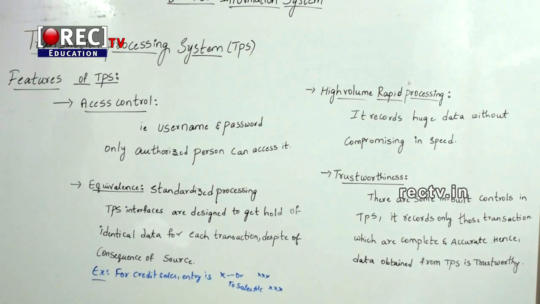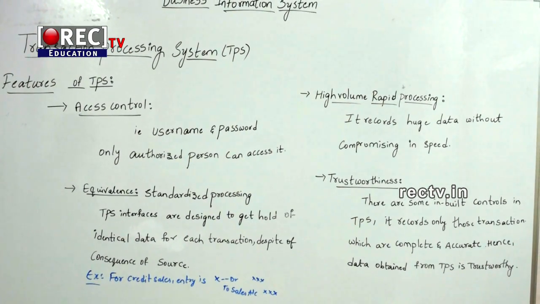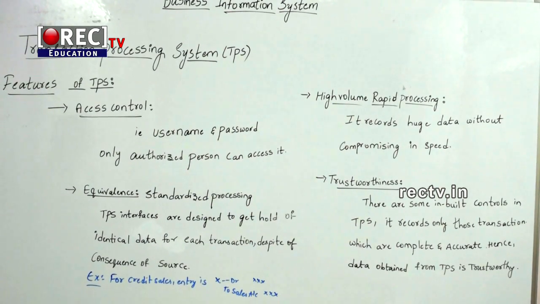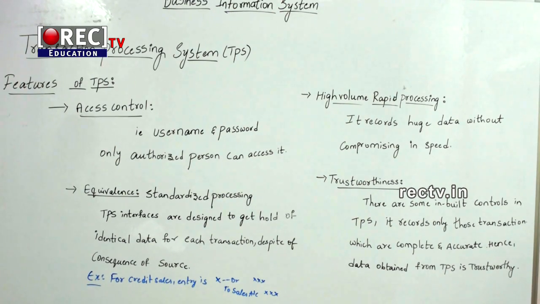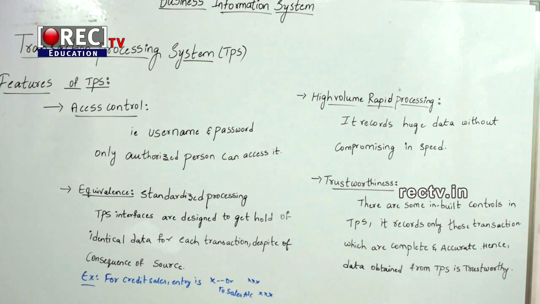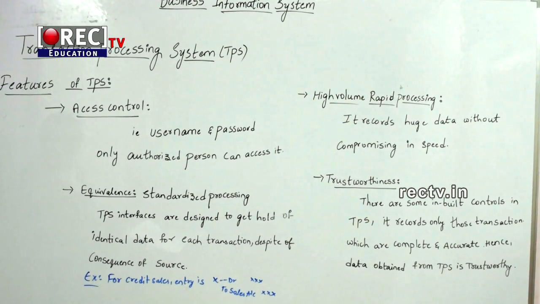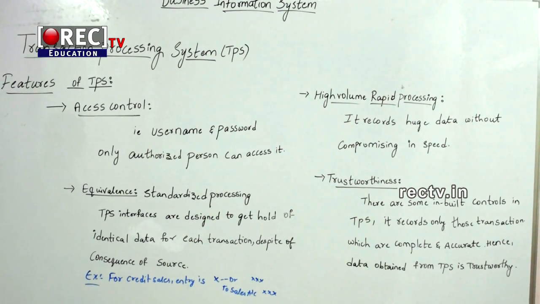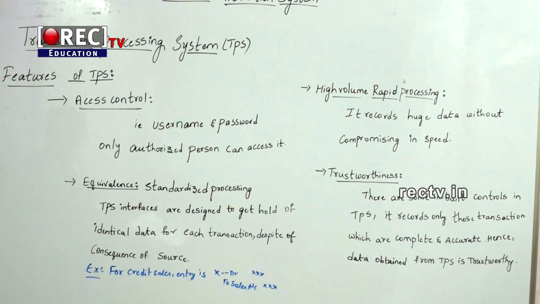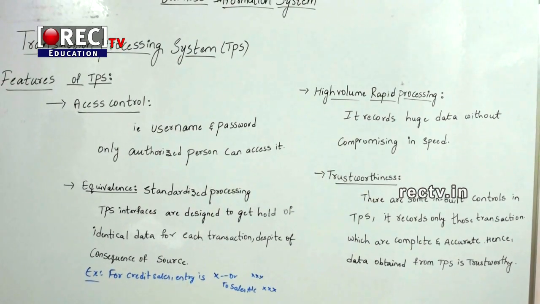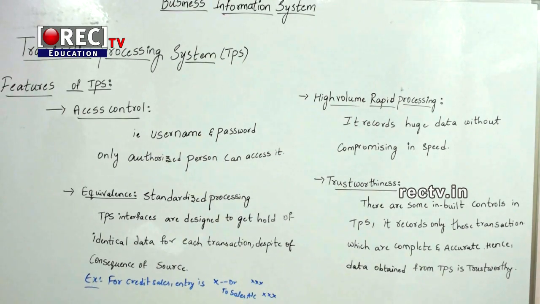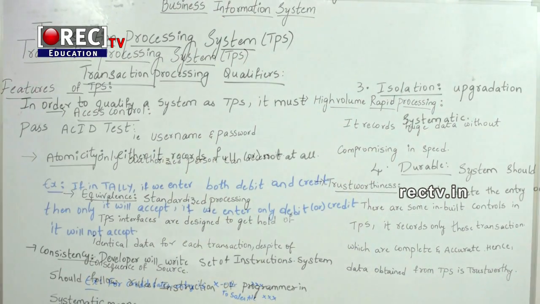Trustworthiness. This TPS system acts as trustworthy. There are some inbuilt controls in TPS. It records only those transactions which are complete and accurate. Hence, data obtained from TPS is trustworthy. For example, there are some websites where, if you want to download question papers, the website will ask for personal information, but if we play with the website or give wrong details, then an error will come.